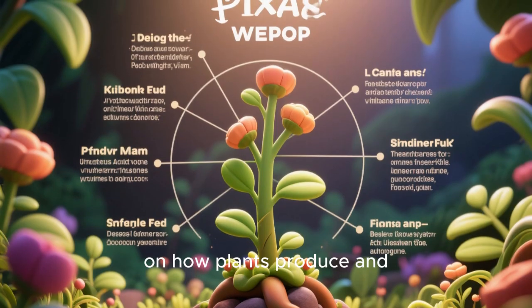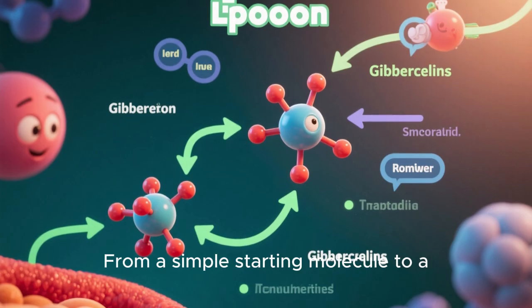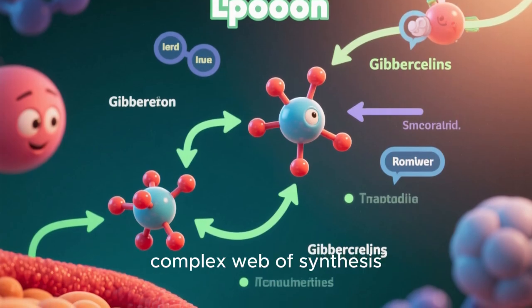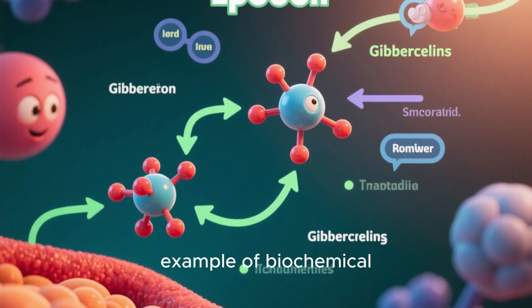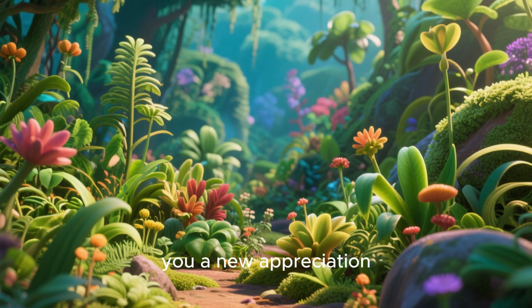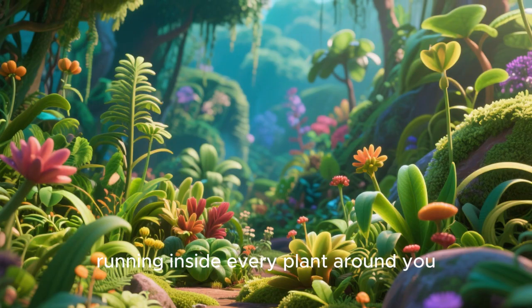And that's a wrap on how plants produce and meticulously regulate gibberellins. From a simple starting molecule to a complex web of synthesis, deactivation, and feedback, it's a beautiful example of biochemical precision. I hope this gives you a new appreciation for the hidden chemical factories running inside every plant around you.